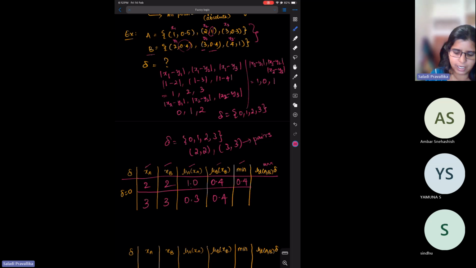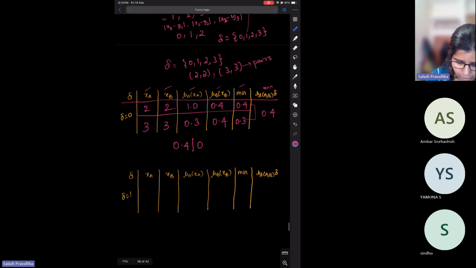So between 0.3 and 0.4, the minimum is 0.3. So now I'll write it. So now I want to get the final membership value for delta equal to 0. I want the membership value. So it is going to be 1 among these two. So which one are we going to take? Now we are going to take the maximum value. So the maximum value for this is 0.4, right? 0.4. So how do you write this? The membership value by the delta value. So for delta equal to 0, the membership value is 0.4.